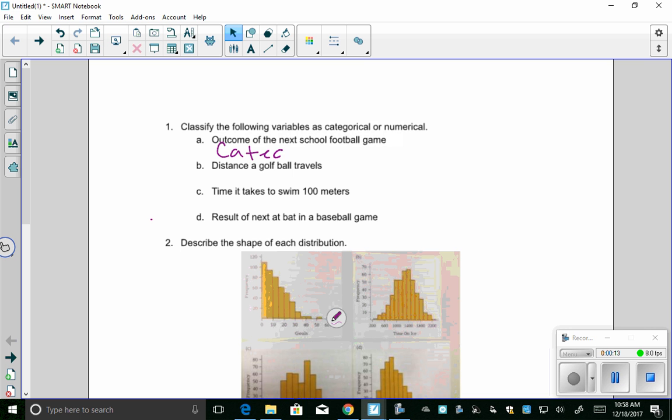Oh my God. I found my ID. Categorical. All right, number 1B. Hush.